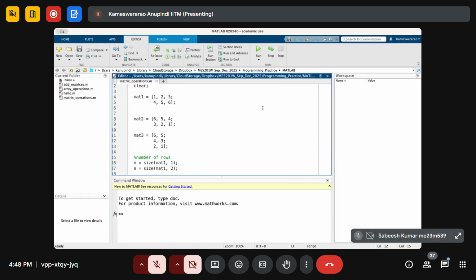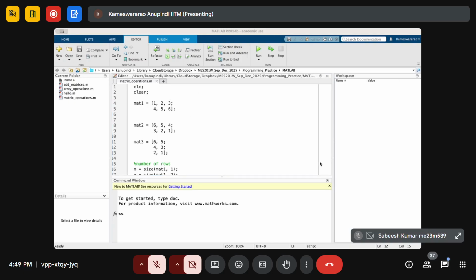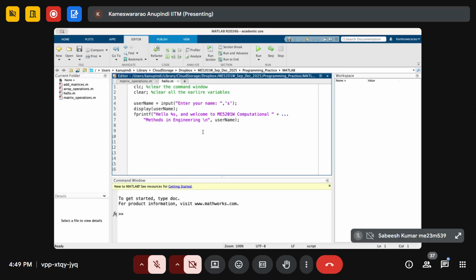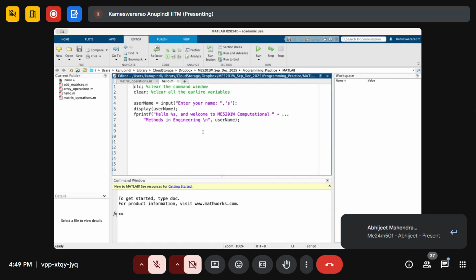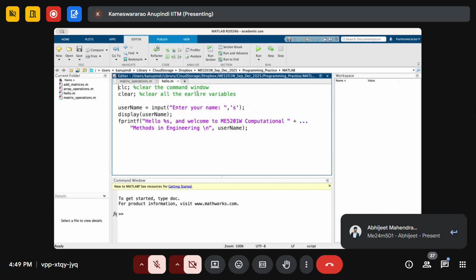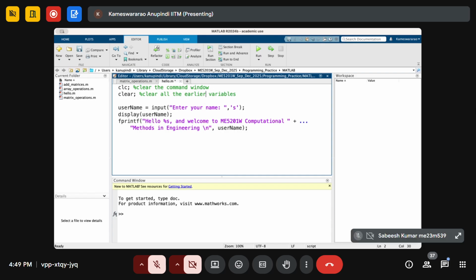Okay, I'm trying to. Are you familiar with MATLAB, or I'll anyway give you these sample codes which I have. So basically, I have a simple hello.m, which uses clc and clear to clear the command window and clear all the earlier variables. Then basically input: if you input your username, it's going to display that. And there are two ways you can print that: either use display or use fprintf. fprintf is the printf statement in Fortran. In C, you have just printf. In Fortran, it is the formatted printf.